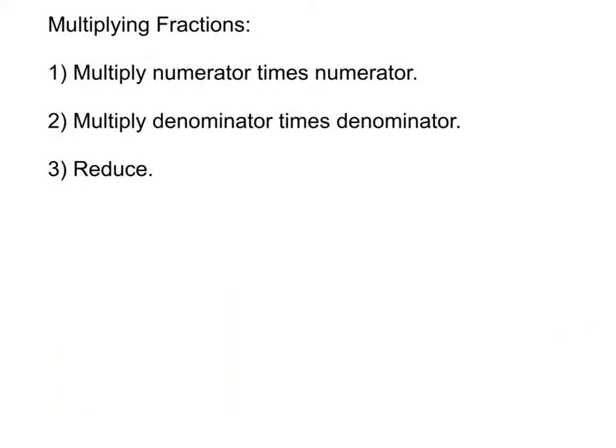All right, let's go ahead and look at how to multiply fractions, or multiplying rationals. So when you multiply fractions, you multiply the numerator times the numerator and the denominator times the denominator. It's that simple, and you reduce. You just multiply straight across. We're just going to look at one example on this one.